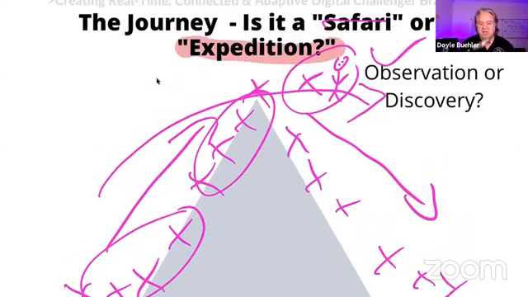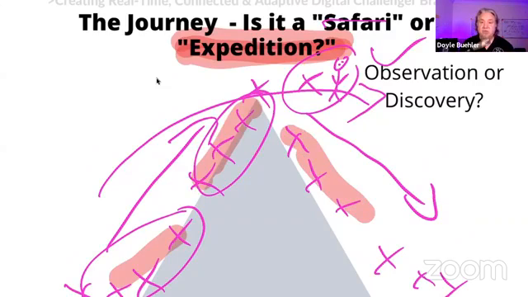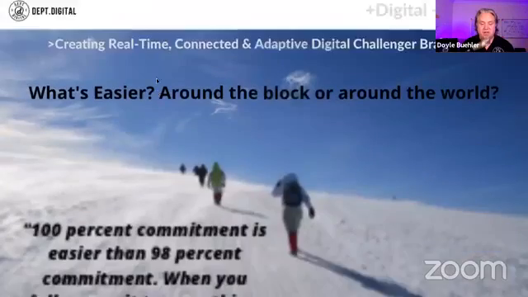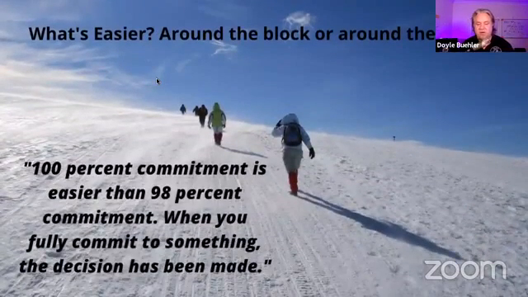The expedition is the big trend of the future in terms of how do we plan and prepare for what's coming, how do we get to where we want to go, and how do we keep moving after as well? Because if we're missing those pieces, we're missing an awful lot down the way. So what's easier, around the block or around the world?